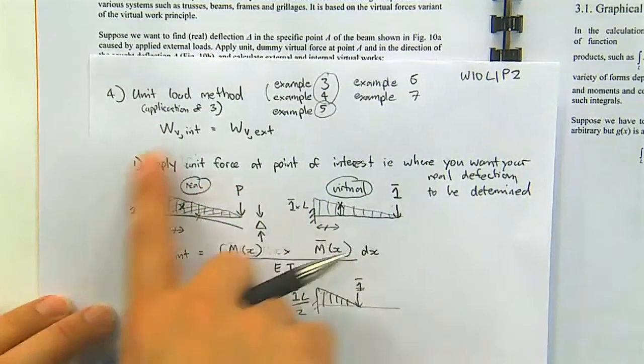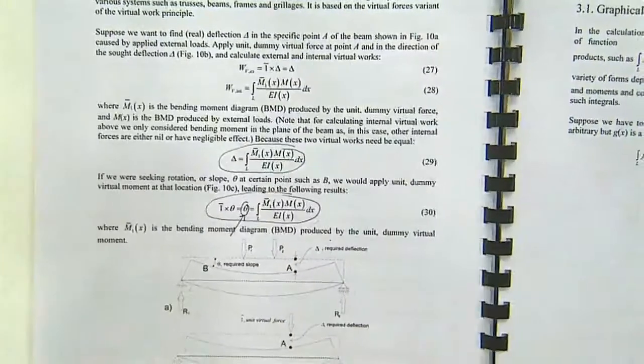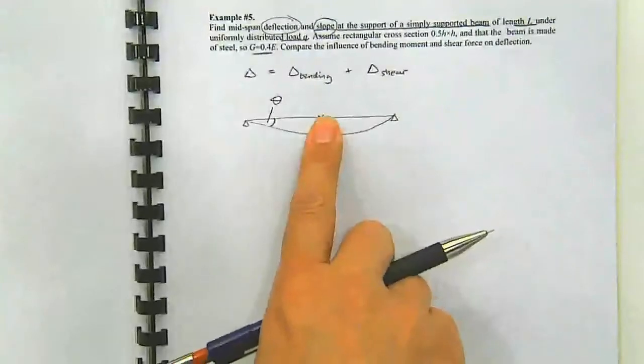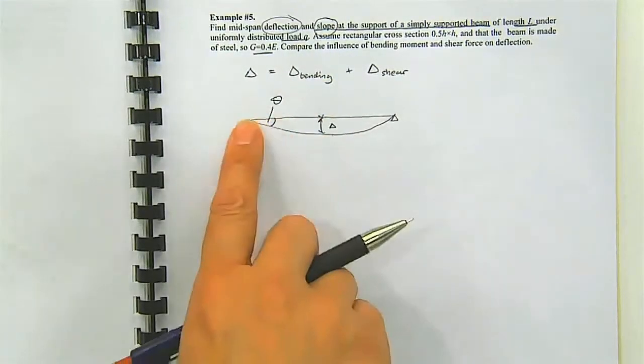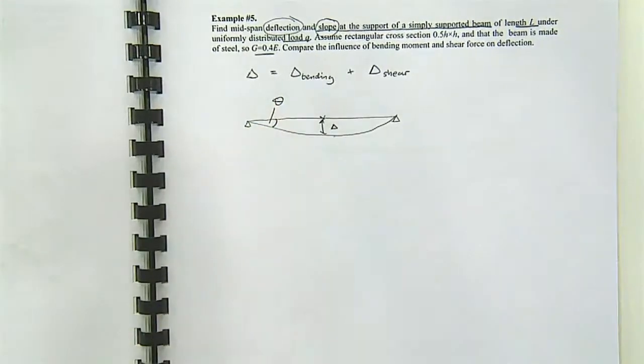Okay, so these words are very general. If we want the deflection at that point, which we do, we've got to stick a unit force at that point, and if we want the rotation at the end, we stick a unit moment at the end. Okay? So let's have a look at the solution.